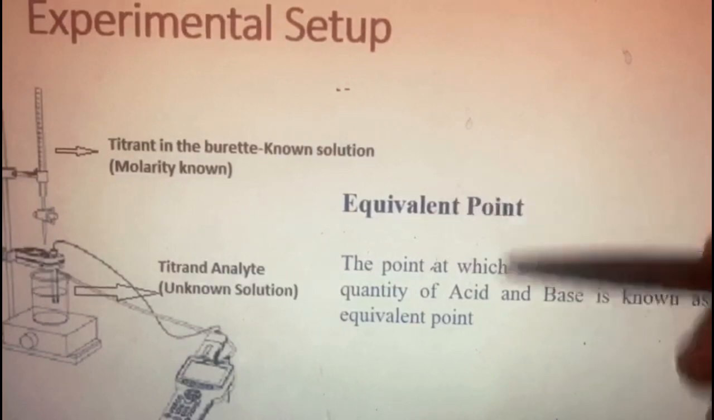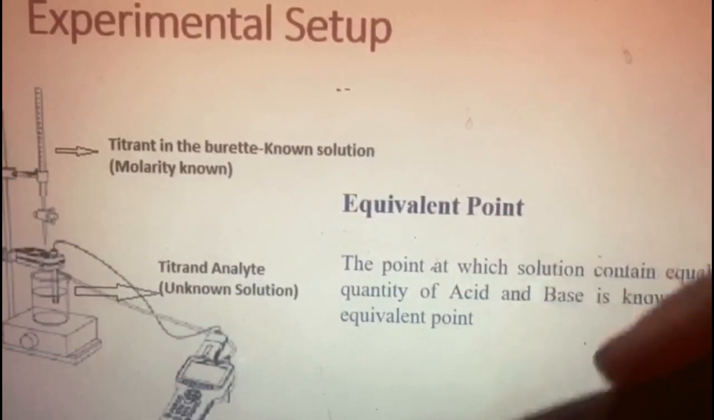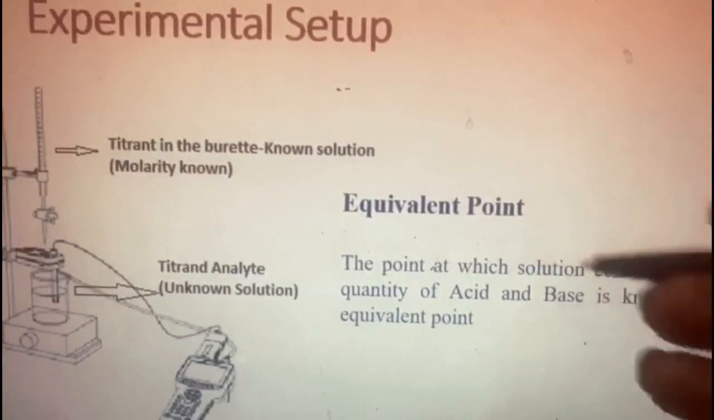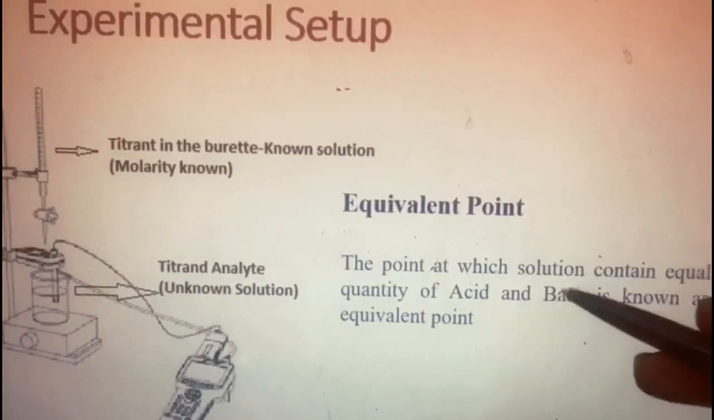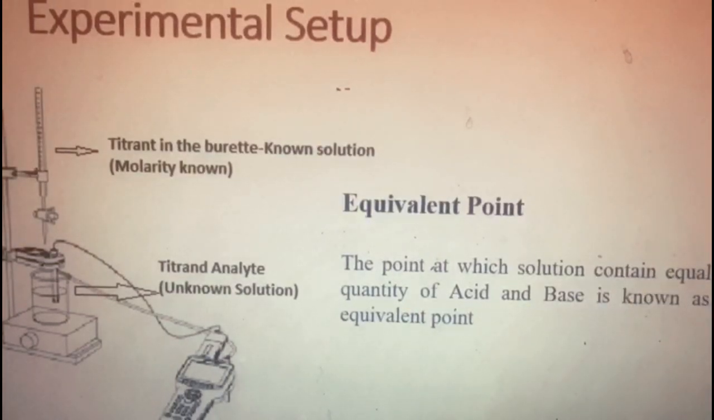Equivalent point means the neutralization point. That means, for example, if you are adding acid and base, there is one point where the acid becomes neutralized by the base. That point is known as the equivalent point. Like that, in a normal acid-base titration using an indicator, we note down the neutralization point by checking the color change. Same here, using conductivity measurements, we can find out the equivalent point. So what is the equivalent point? The point at which the solution contains equal quantities of acid and base is known as the equivalent point.